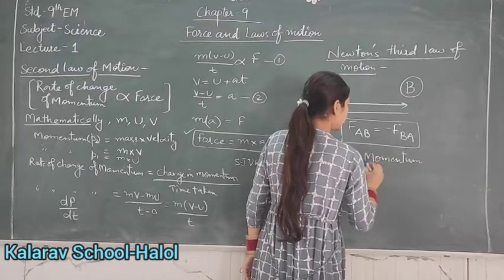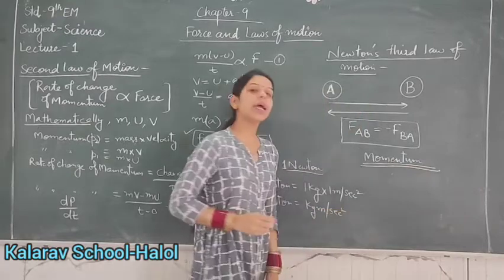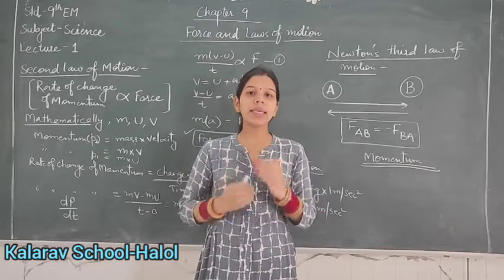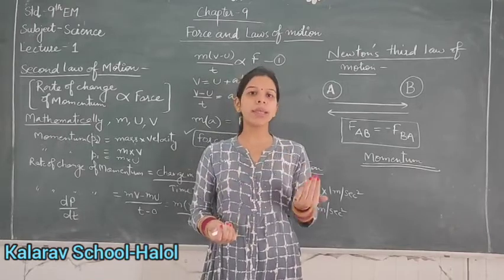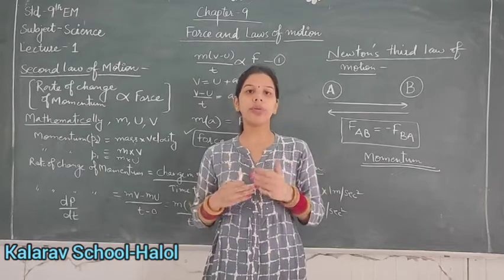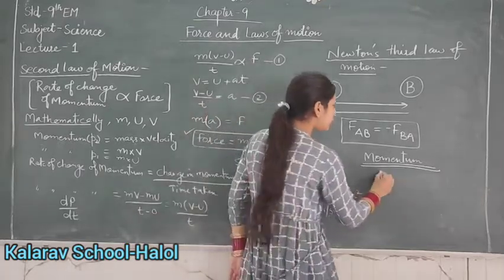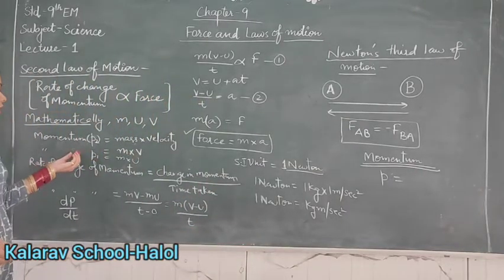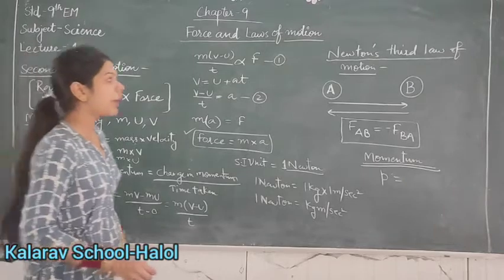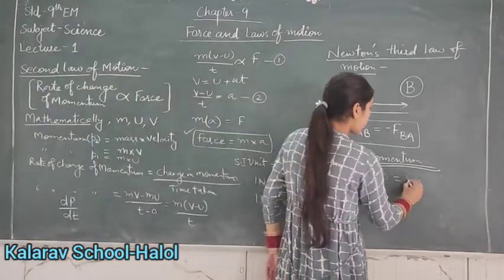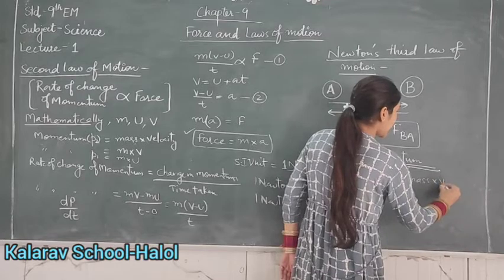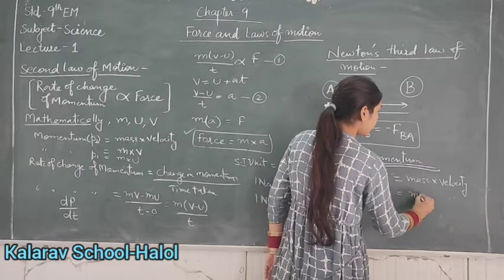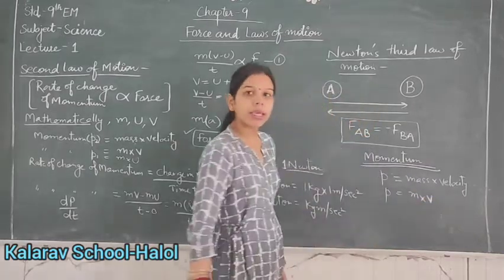So the next topic is momentum. As I already told you, momentum is the measure of motion, or we can simply say that it is the motion of an object. It is denoted by P, as in Newton's second law of motion we already used that term P. So momentum P is the product of mass and velocity. So P is equal to m into v.